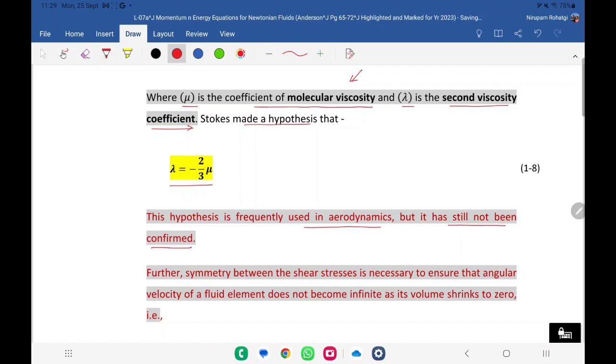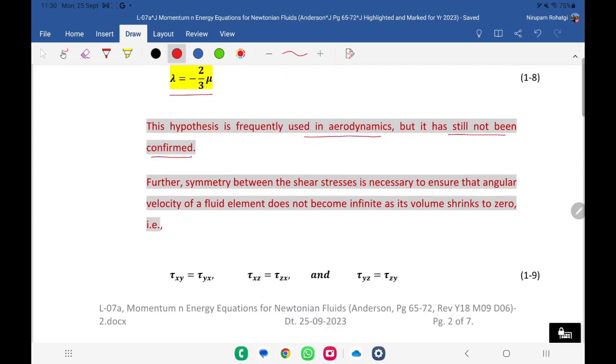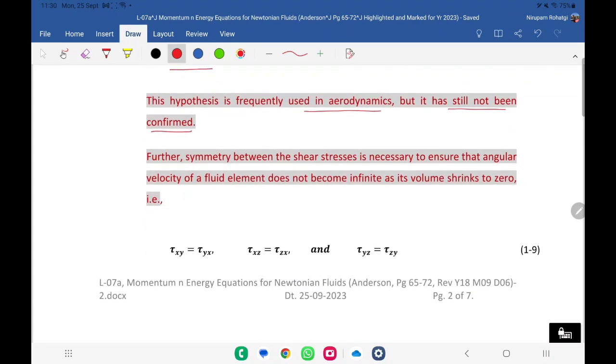So I have to check what the status of this is. I read the Anderson book, this is from the Anderson book, and this is what he says, that this hypothesis has not been proved. Now there is another thing we talked about, that tau xy is equal to tau yx.